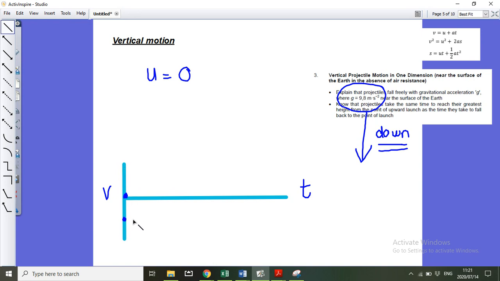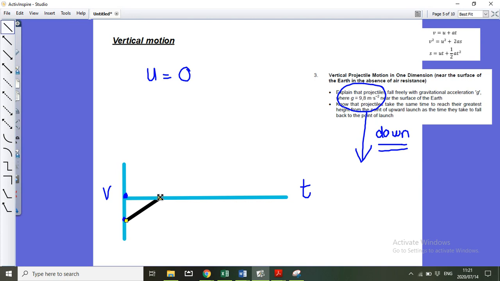Let's say we decide that down is negative. So we're going to start here with a negative velocity. Now, if you're throwing an object upwards, it's going to slow down, slow down, slow down. And this point is important because when it crosses the axis, it means your velocity here is 0. So that's your slowest velocity.